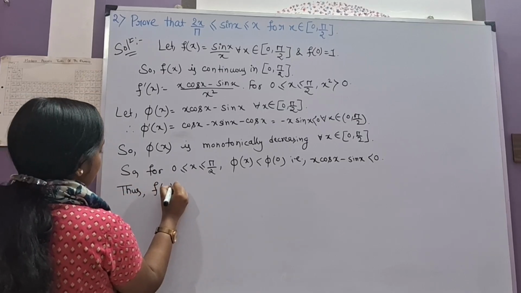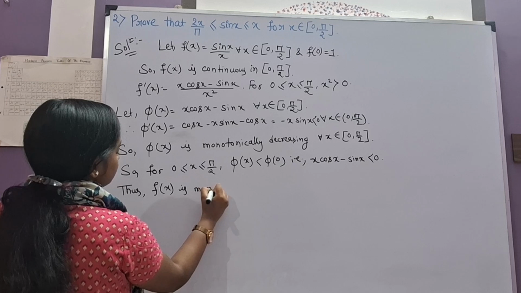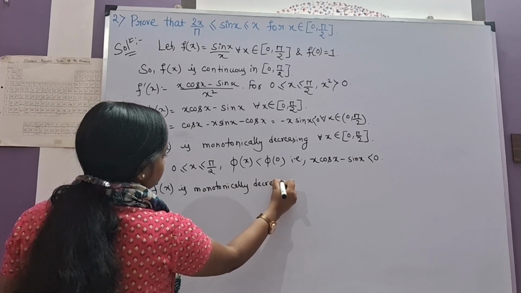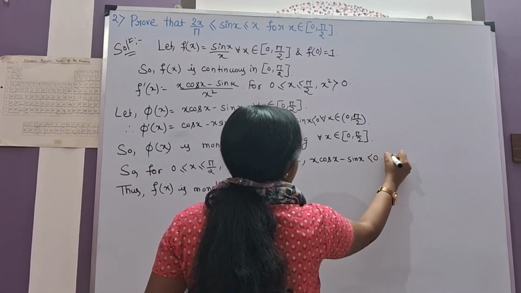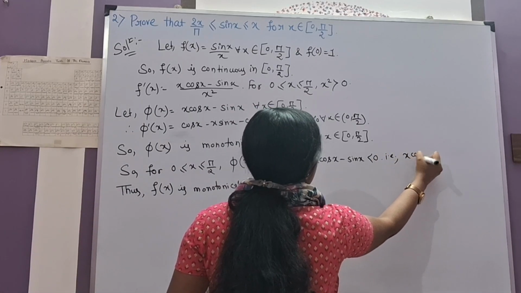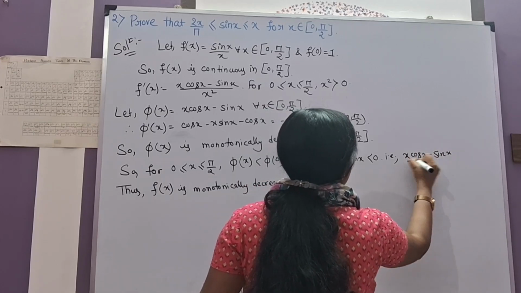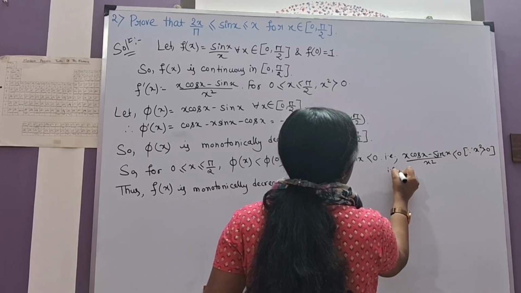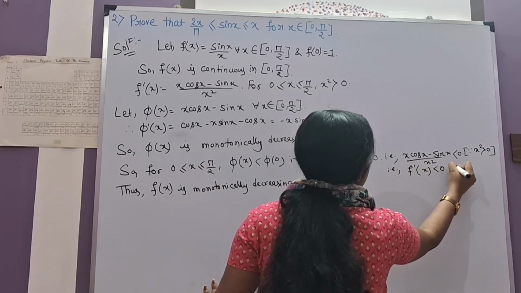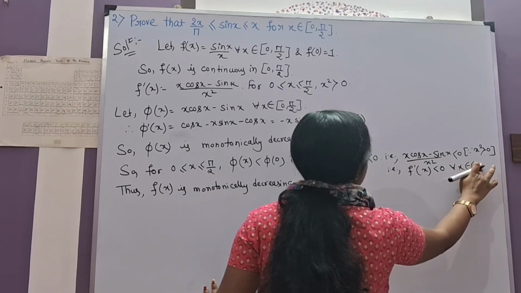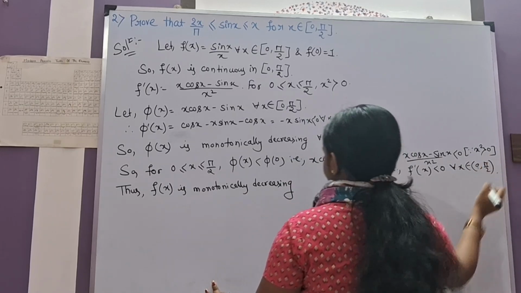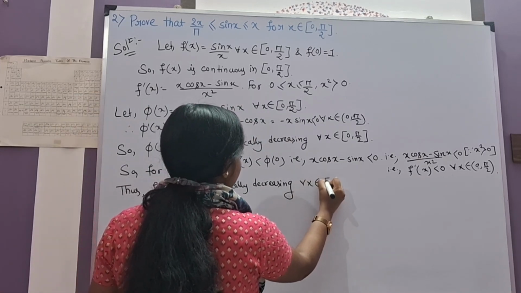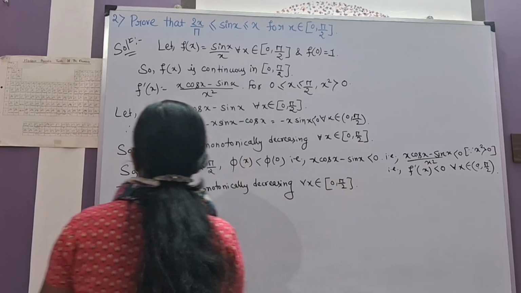Thus, f of x is monotonically decreasing. Or you can add here x cos x minus sin x by x squared less than 0 because x squared greater than 0. That is f dash of x less than 0 for all x belonging to open interval 0, pi by 2. So this is monotonically decreasing for all x belonging to closed interval 0, pi by 2.